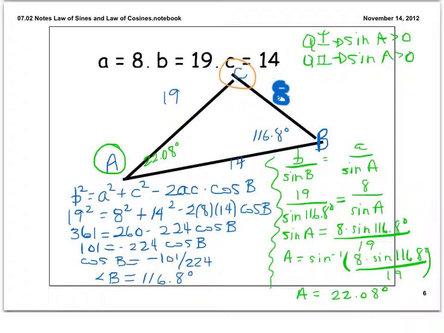So now I can use the fact that the sum of the interior angles of the triangle add up to 180 degrees, and I can find angle C by taking 180 minus the measurement of angle A, which is 22.08 degrees, minus the measurement of angle B, which is 116.08 degrees. And I'll find that C has a measurement of about 41.12 degrees. And now I have solved my triangle.